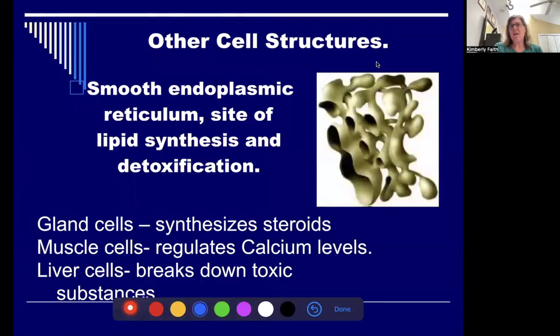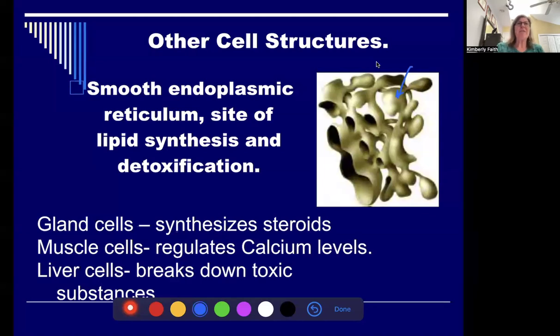There are some other structures associated with this, and one of the other ones is called the smooth endoplasmic reticulum. Now, this one is called the smooth ER because it doesn't have ribosomes on the surface. So when we look at it under the microscope, you can see it's very smooth. It doesn't have those studs from the ribosomes. The main jobs for the SER is to make lipids and to detox. It breaks down chemicals that are in the cell that shouldn't be there.